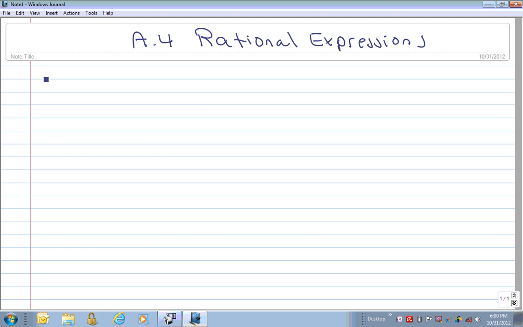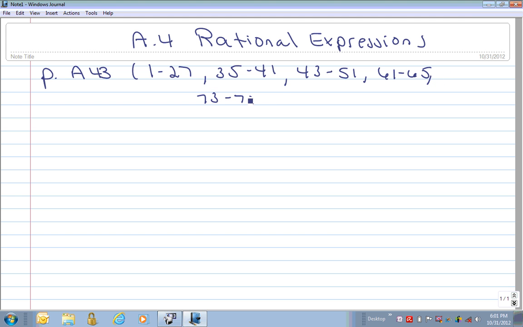We're going to start with number 8. Actually, just in your book, your classwork assignment tomorrow is going to be page A43, problems 1 through 27, 35 through 41, 43 through 51, 61 through 65, and 73 through 75 odd. Okay, so it's all odd numbers, and we're going to start with problem number 8.